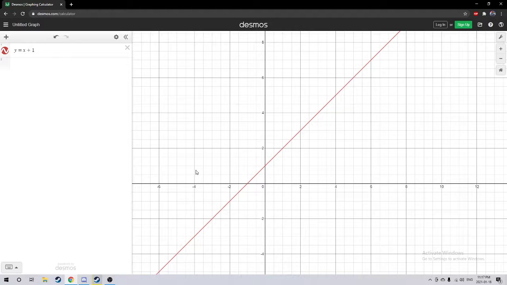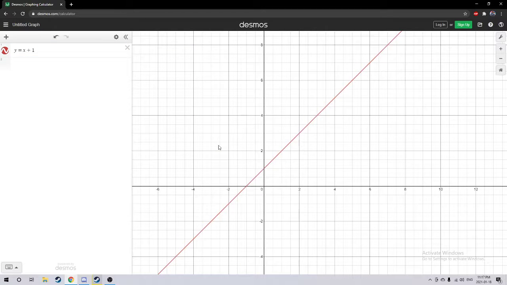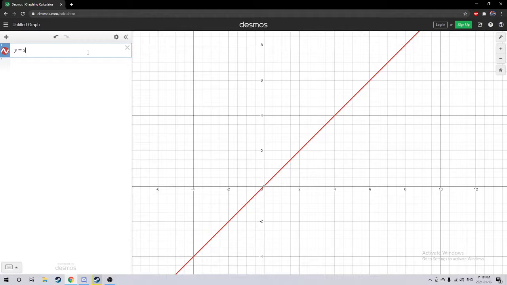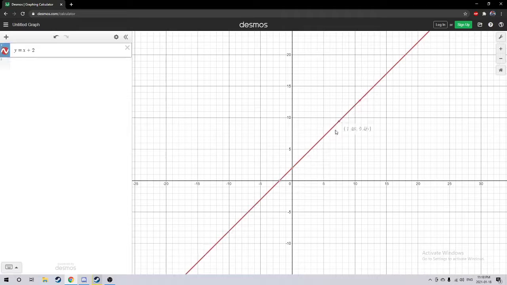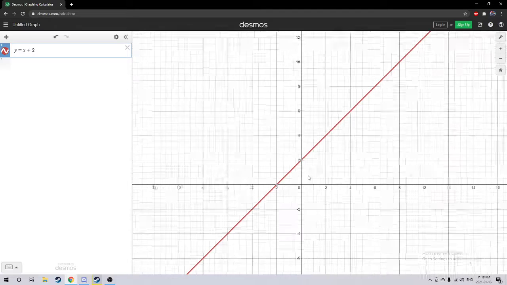Good, so I must add that I must finish the tutorial for the children. If you add to the X, it will shift the line upwards by the amount you're adding.